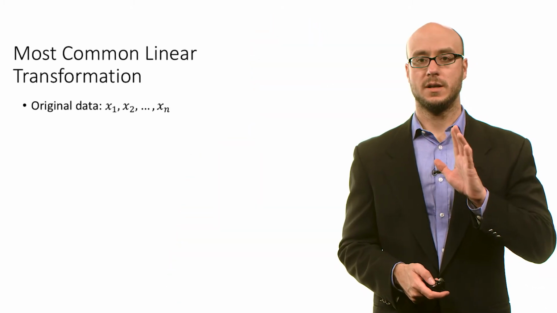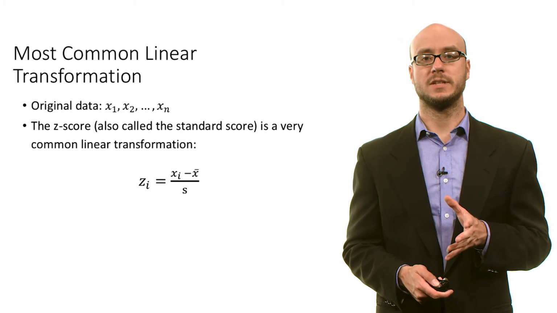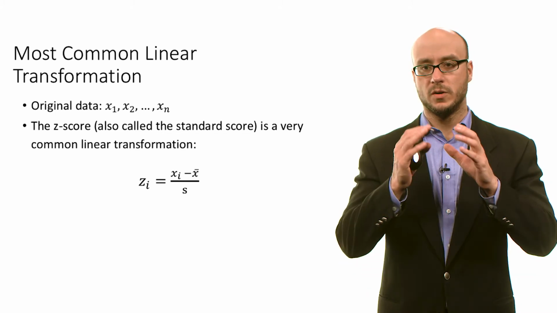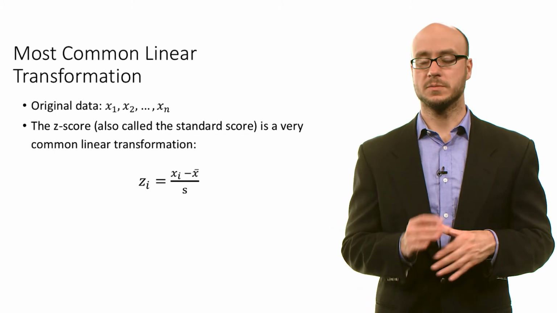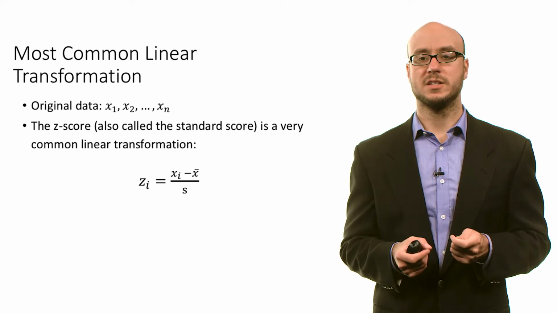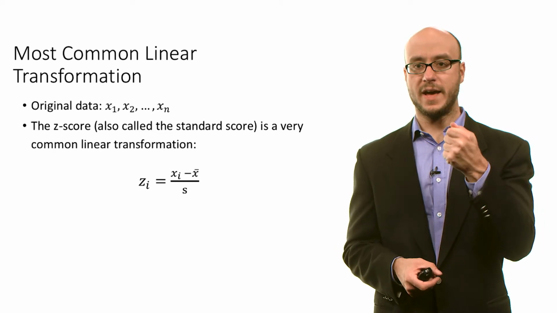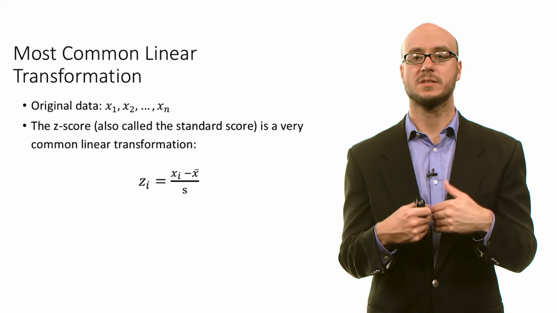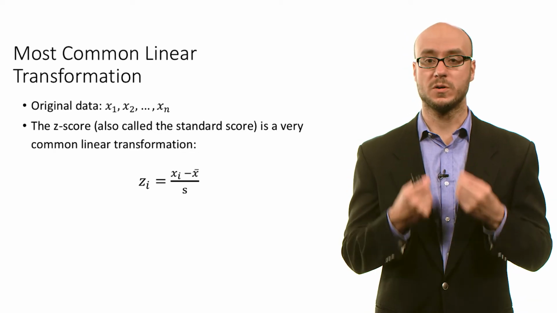Okay. We like linear transformations because they don't fundamentally change what's going on with x. And there's one linear transformation that we see used often. That linear transformation is called a z-score. So suppose we have our original data, and that data is just some x variable with a set of observations. The z-score, or standard score, means the same thing. It's just a linear transformation in which we take our values of x, we subtract out the mean of x, and we divide by the standard deviation of x. And that will give us what we call a z-score or standard score.